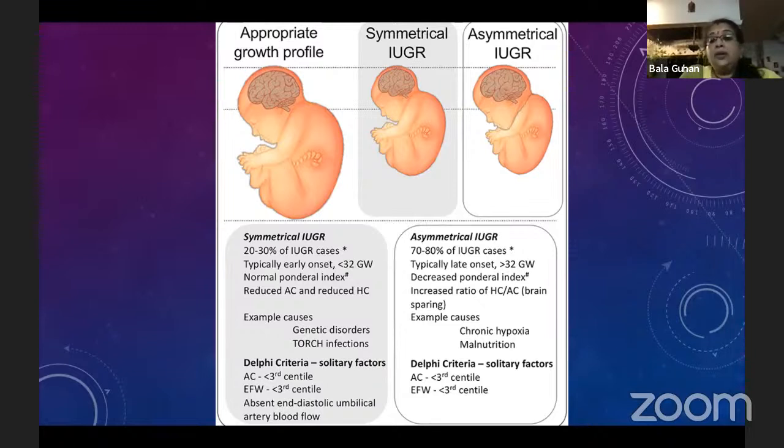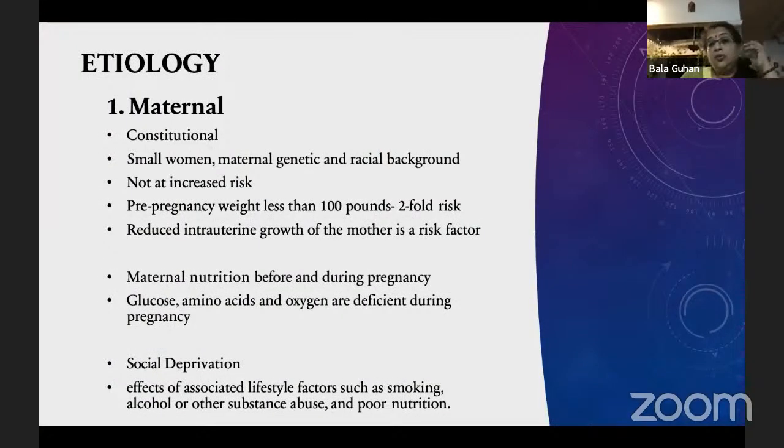It's mainly caused by chronic hypoxia, malnutrition, etc. So coming to the etiology, maternal causes may be constitutional. Small women, maternal genetic and racial background is an important factor. Such babies are not at increased risk.